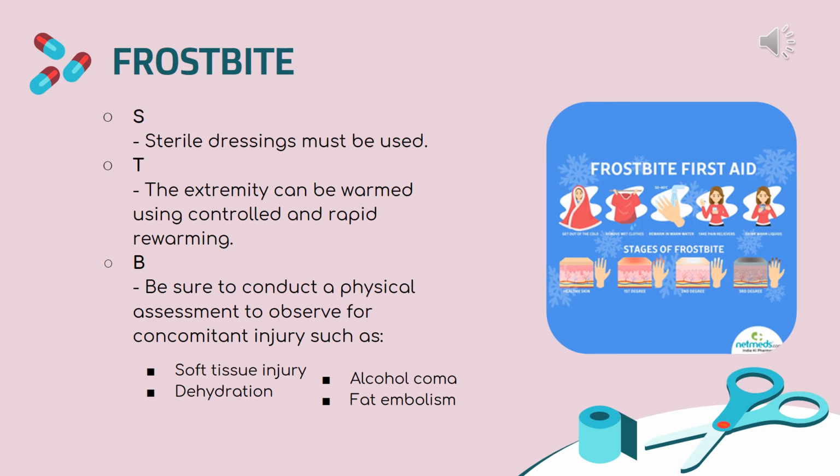T. The extremity can be rewarmed using controlled and rapid rewarming. Rewarming first aid may be given in cases where immediate care is unavailable. To do this, the affected area is placed and soaked for 30 to 45 minutes in a 37 to 40 degrees Celsius whirlpool until the tips of the injured part flush. The flush would indicate that the circulatory flow is reestablished. To aid the warming process, the water should be kept circulating.